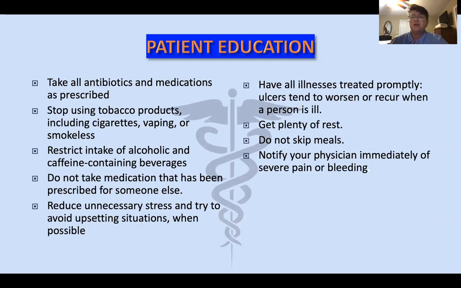They need to reduce any unnecessary stress when possible. If they have any other outlying illnesses, they need to be treated promptly. They also need to be sure they have plenty of rest and not skip meals. The most important thing too is for them to immediately notify the physician if they have any severe sudden onset of abdominal pain, chest pain, or any GI bleeding whatsoever.